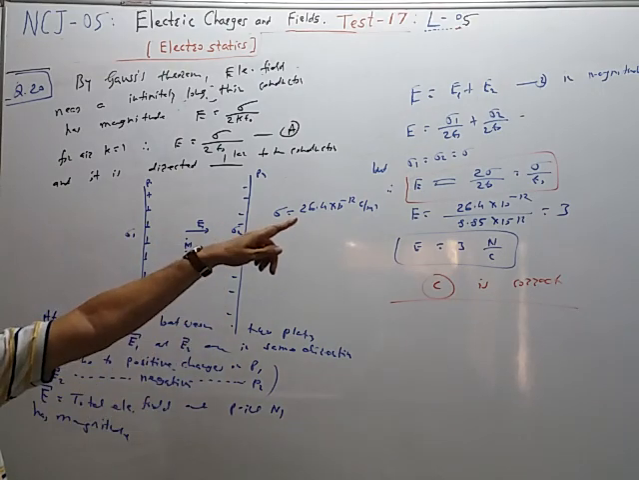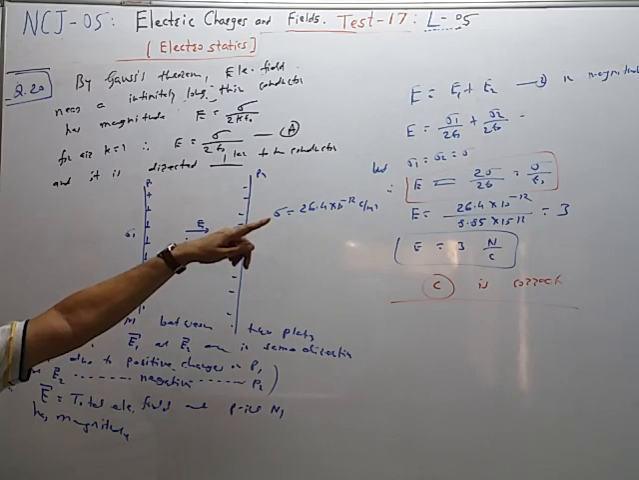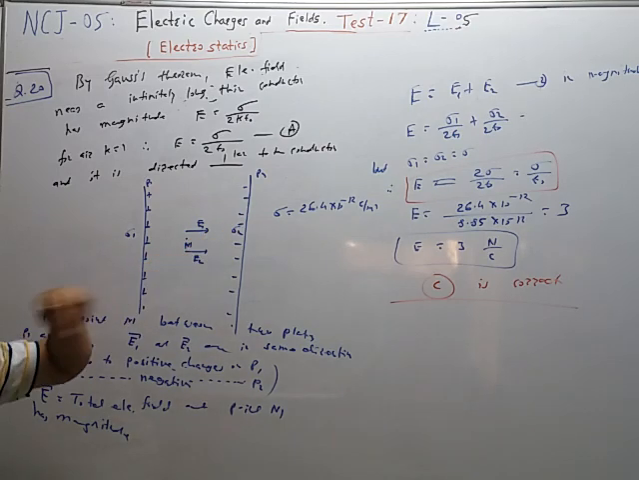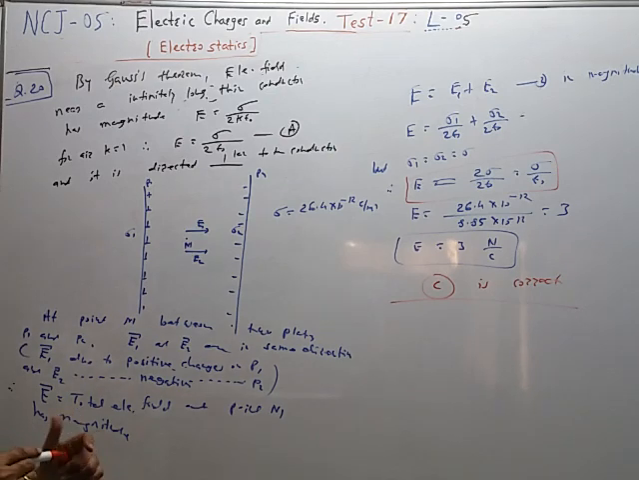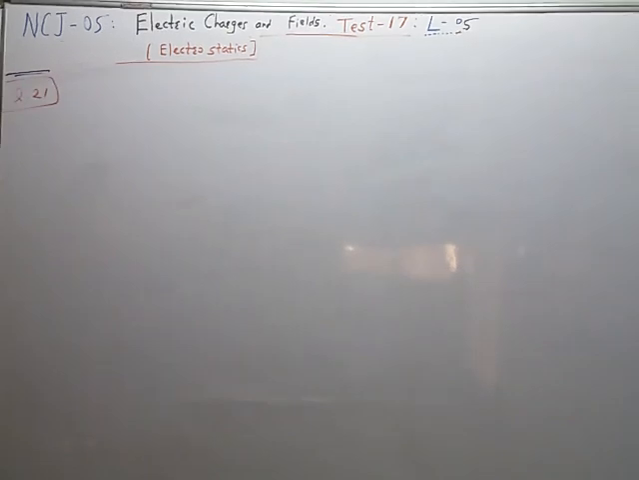Here we directly wrote this formula: E is equal to sigma upon epsilon naught. Sigma is given by Q upon A and Q is given by CV, etc. like this. So the correct choice is C. So application of Gauss's theorem are important.